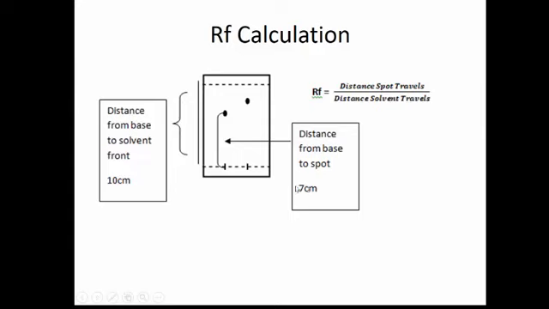When I do that, I get a number here and a number here. So in this case, this would be 7 centimeters, this would be 10 centimeters, and then my RF calculation would be just the distance that the spot travels divided by the distance that the solvent travels, right? So the 10 would go here, the 7 would go here, and if we calculate this value, it would be 0.7.